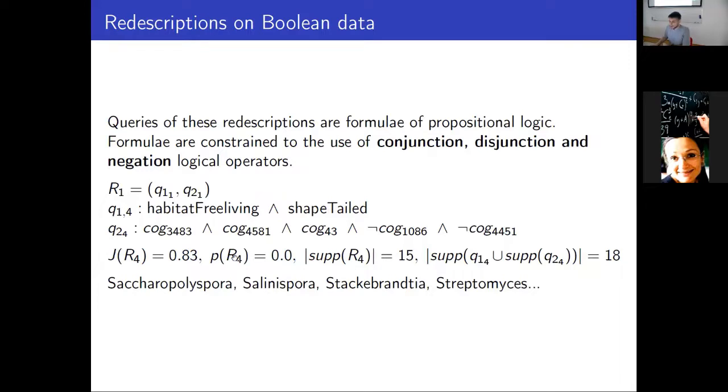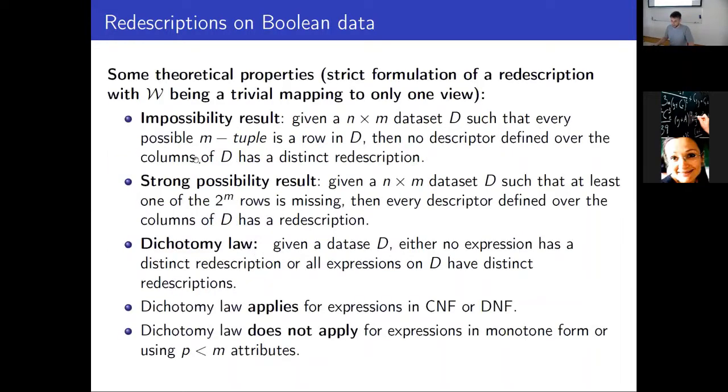Okay, so this is the most simple type of redescription. The algorithms that provide this only work on Boolean data, so every attribute can be only true or false. But of course, this is not enough. But for these redescriptions on Boolean data, we can also derive some theoretical properties.